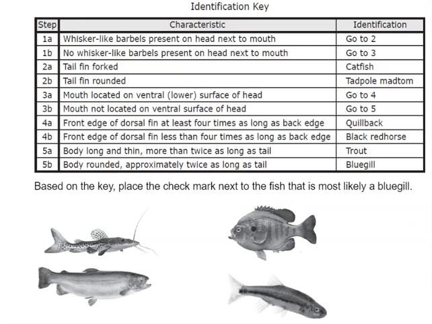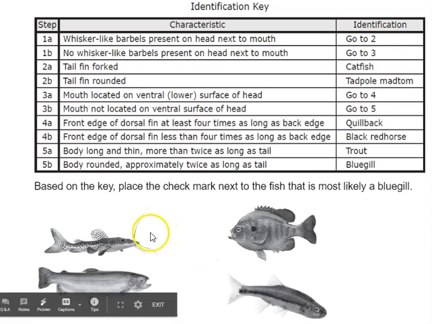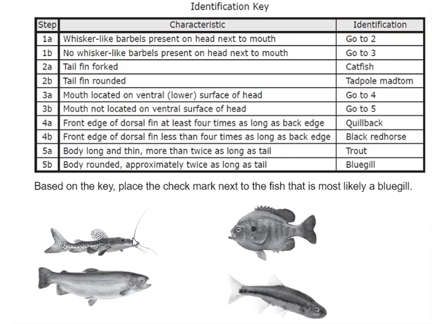And then the last one, based on the key, place the check mark next to the fish that is most likely a bluegill. So this one's a little different because you're having to deal with more than one specimen. So it's a little bit trickier, but it's still not too difficult. So 1A says whisker-like barbels present on head next to mouth. So it says go to 2. I see one that has whiskers here. Right? This fish right here.